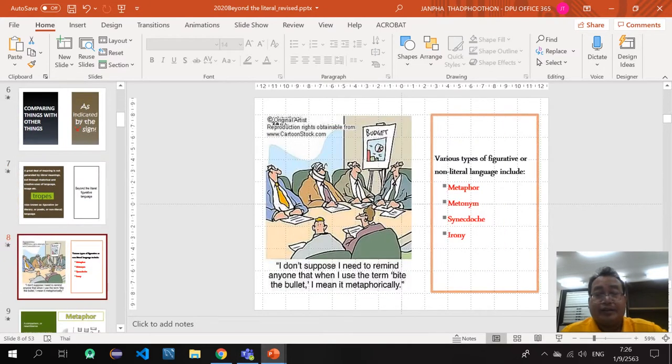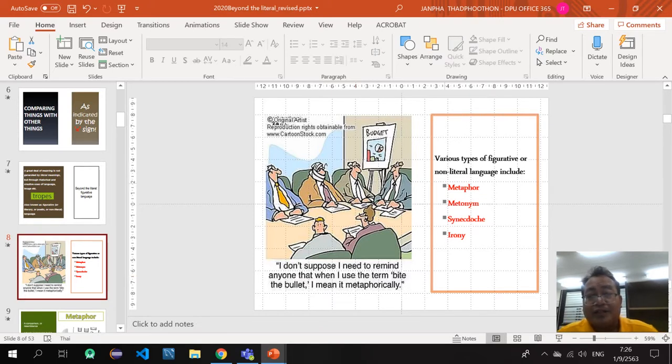For example, the phrase to bite the bullet is an idiom in English. To bite the bullet simply means to endure hardship, to cope with the uncertainties and suffering, for example. And there are various types of figurative language: the metaphor, simile, metonym, synecdoche, and irony.